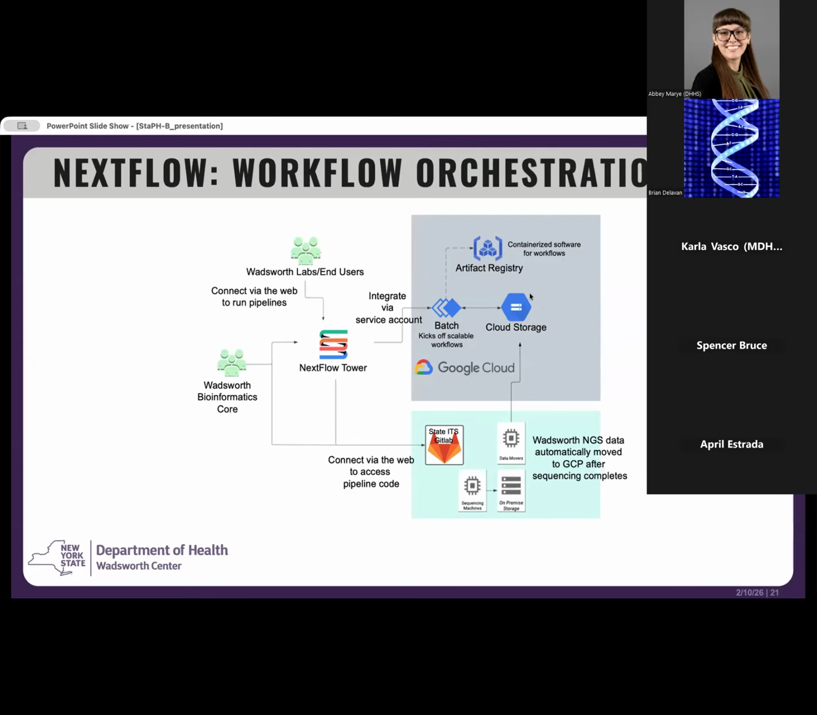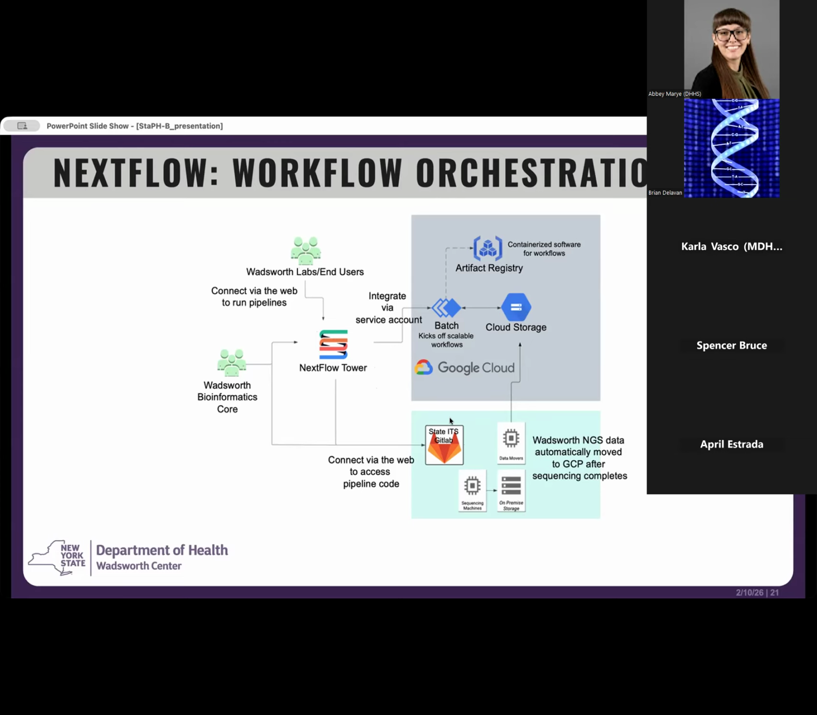So this is how our setup is configured currently for Nextflow Tower, or Seqera Tower, here at Wadsworth. It works something like this: we have the Wadsworth Bioinformatics Core. We write code in Nextflow, which utilizes containers. We push that code to State ITS GitLab, where that code lives. And we also configure Nextflow Tower with State ITS GitLab and Google Cloud. So when we have an end user in a lab who needs to run a workflow, they can go to the user interface, and then let's say they're running a workflow for, I don't know, something like TB.